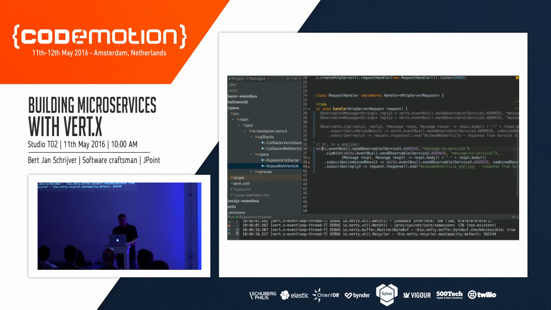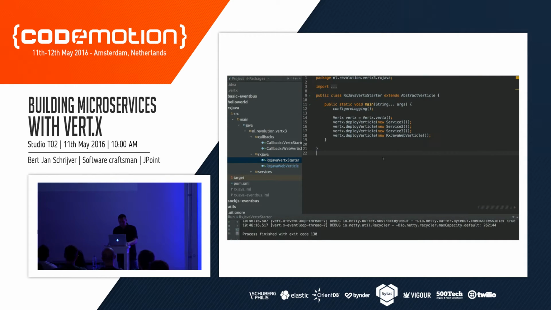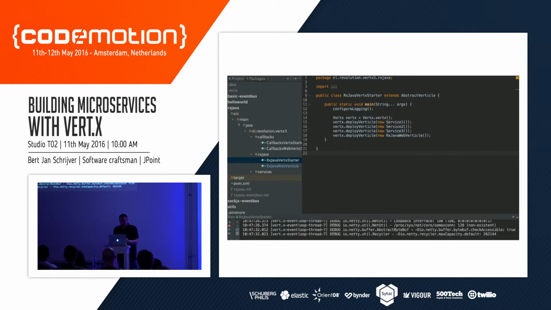Well, the good thing maybe about this is that it fits in one line of code. The rest I think is not really that good because I think it's less readable than defining separate observables. But that's something to your own taste. Let's see if this works too. Demonstrate it. So the one-liner will also respond with the reply from service 1 passed through service 3. So that was about RxJava.